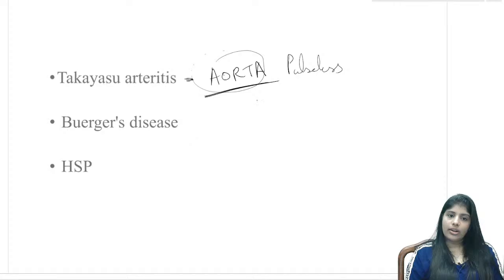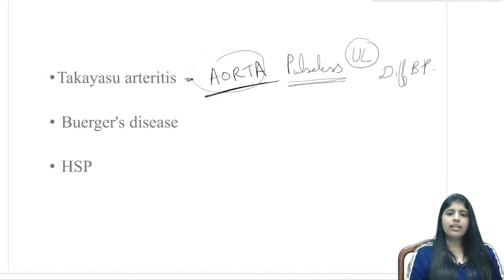So this aorta is inflamed means what? There is pulselessness in the lower limbs and upper limbs. There is pulselessness, and also there is a difference in BP between the upper limb and the lower limb. Okay, and this pulselessness is seen in the upper limb, and there is a difference in BP in the upper and lower limb. Okay, that is Takayasu arteritis.